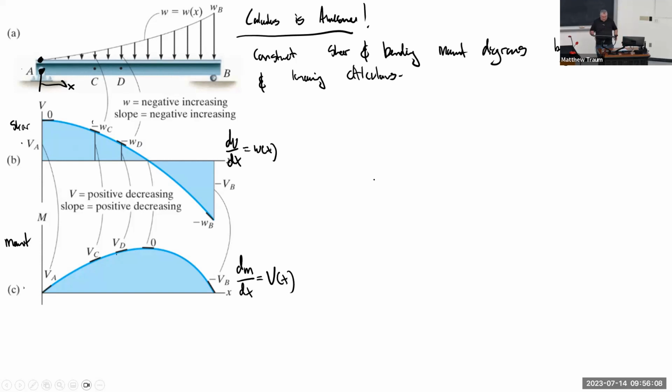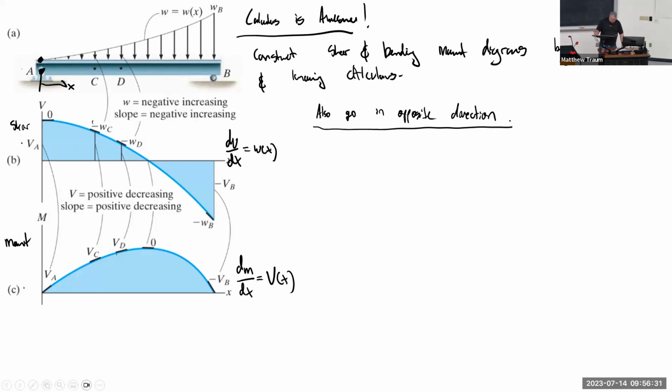Okay, so because we've got these derivatives and because calculus is awesome, we can also go in the opposite direction. We talked about derivatives. Once we have derivatives, we can go in the opposite direction and take integrals.